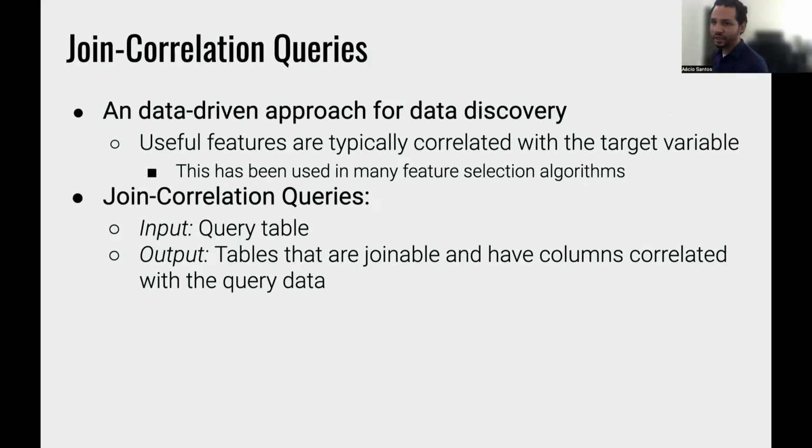And inspired by this idea, we are exploring this new approach, which we call joint correlation queries. It's a query that takes as input the data set that we are working on, and it outputs tables that are not only joinable with this data set, but also have other columns that are correlated with our target variable in the query data set.